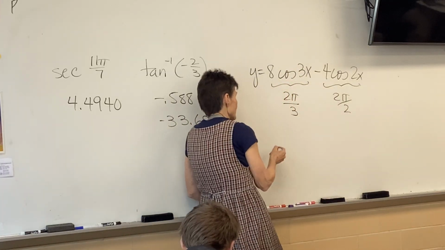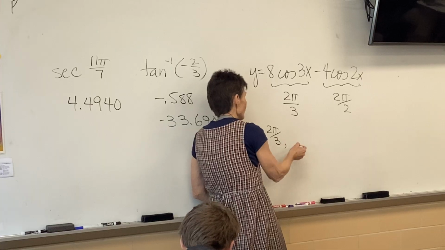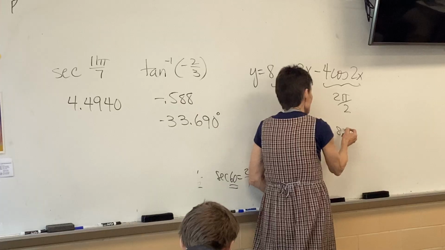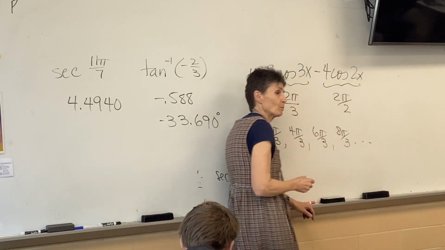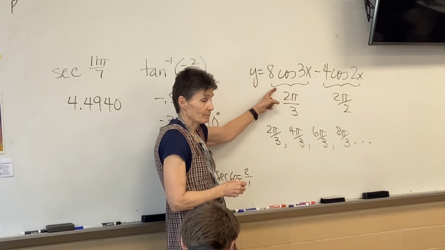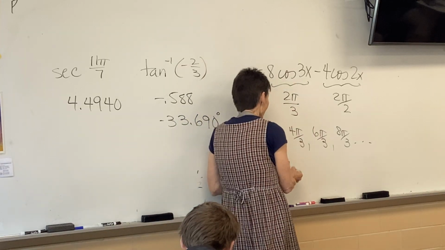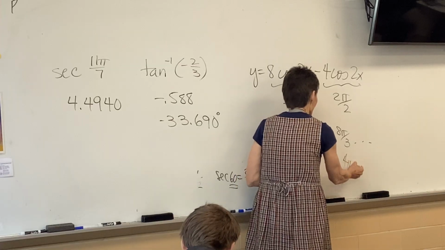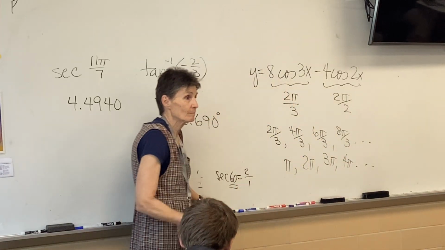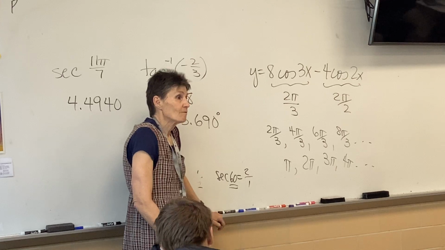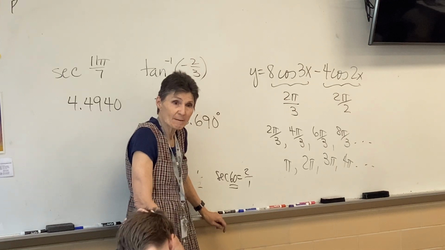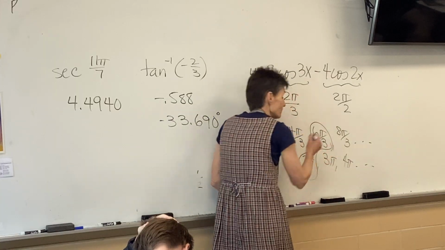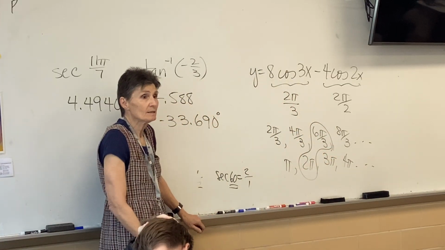So that means every 2 pi over 3, just keep adding 2 pi over 3. Every 2 pi over 3, you're going to repeat that one. Every pi, that reduces to pi, just keep adding pi. Every pi, you're going to repeat that one. Find the first number where they match. The first number where they match is right here, right? And so what's the period? 2 pi.